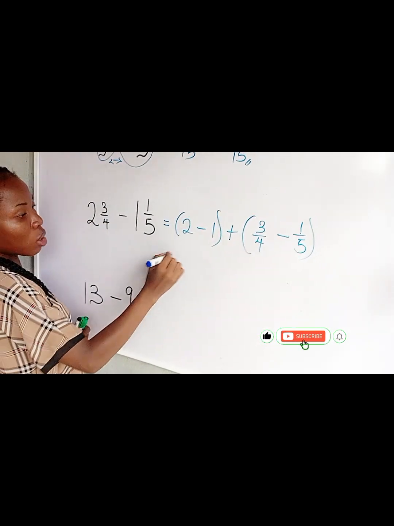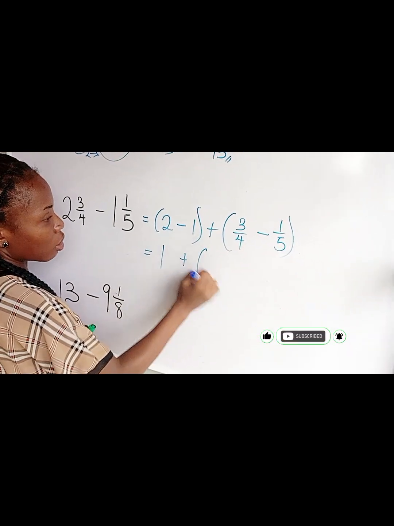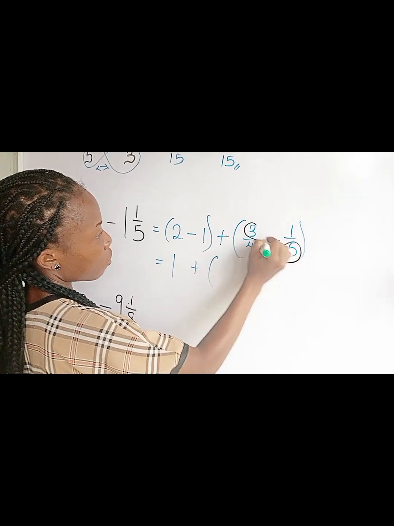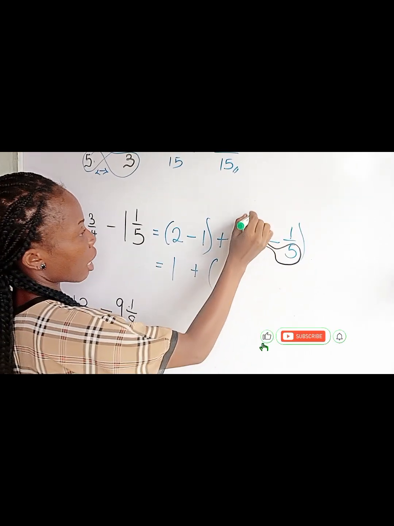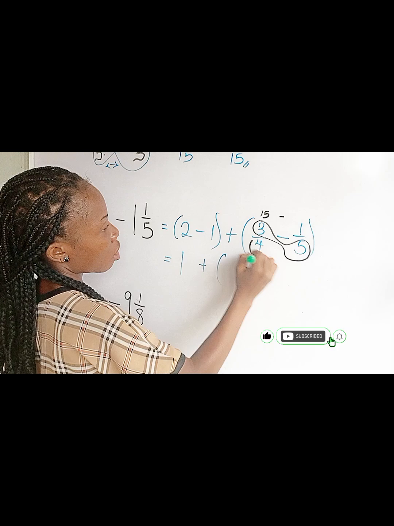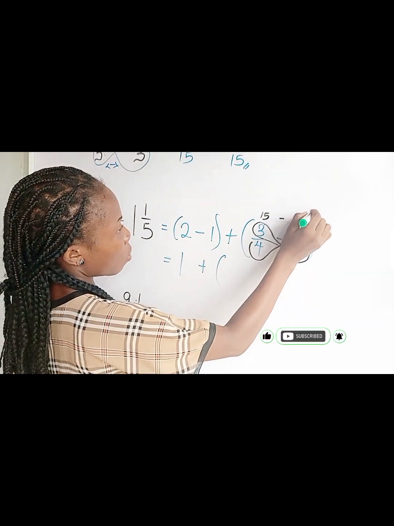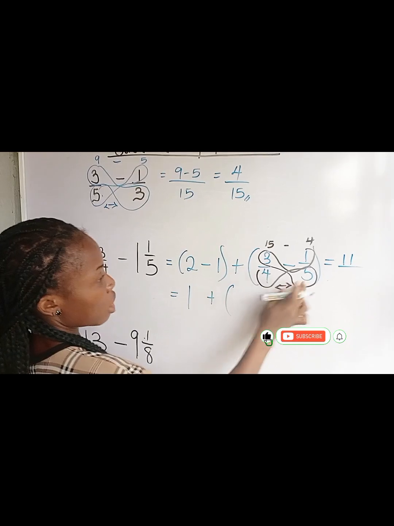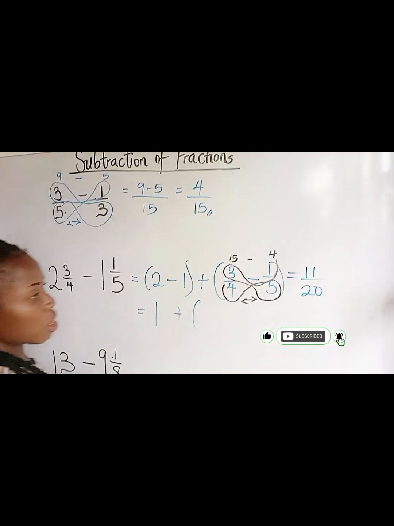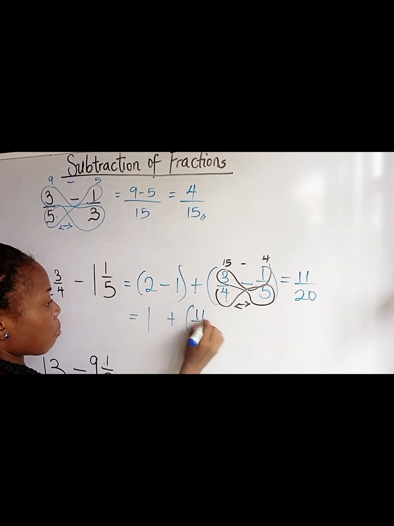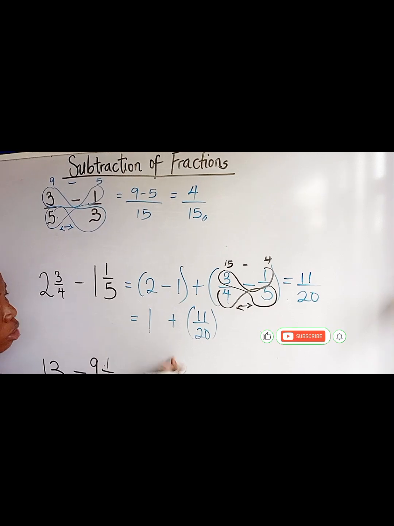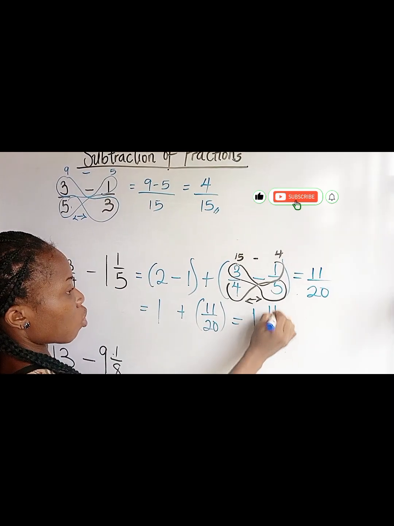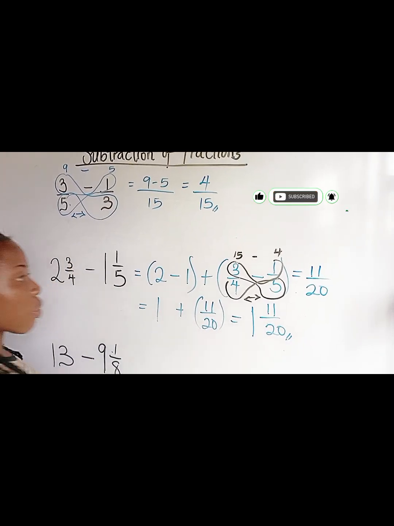So 2 minus 1 will give us 1, plus, let's multiply using the butterfly method. 3 times 5, 15, minus 4 times 1 will give you 4. So 15 minus 4 will give you 11. 4 times 5 will give you 20. So you bring what you have back to add it to your whole number. So the final answer is going to be 1 whole number, 11 over 20.